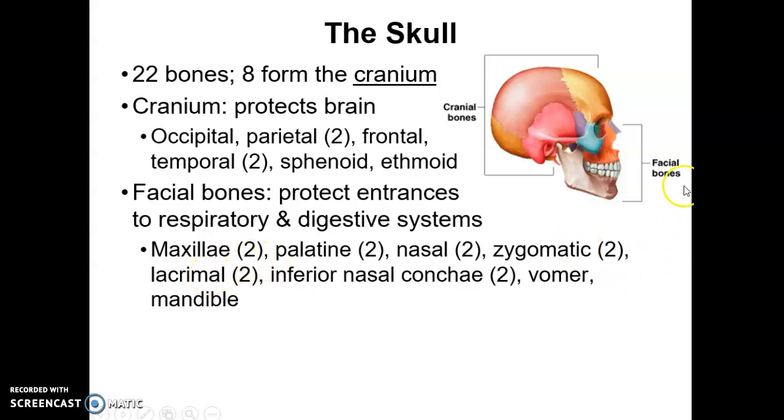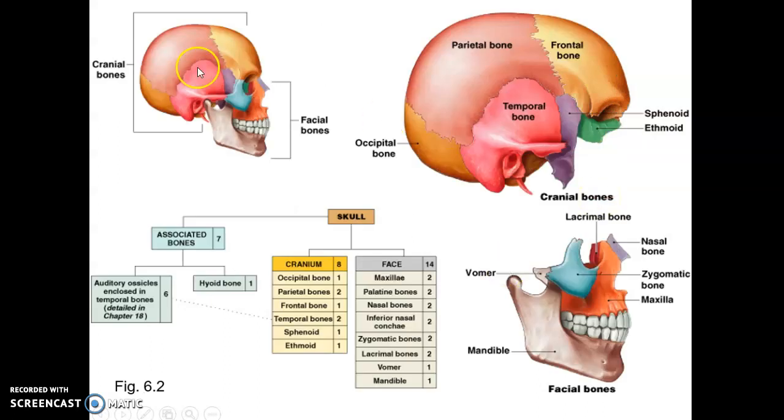Two lacrimal bones in pink, buried right in here, in the medial aspect of the orbit. Inferior nasal conchae, we have 2, and those are buried within the skull. The vomer is also buried within the skull. We can only see these in the mid-sagittal section. And then the mandible, your jawbone. Here's a little exploded view of these cranial bones and facial bones.